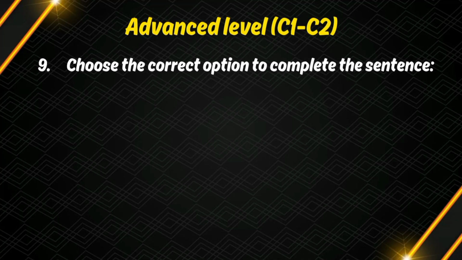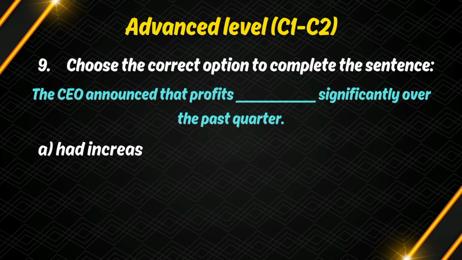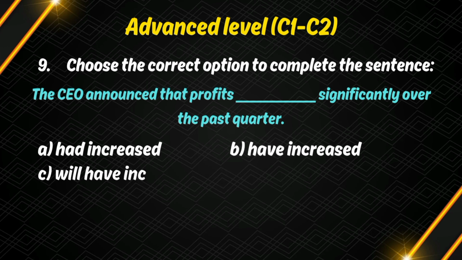9. Choose the correct option to complete the sentence. The CEO announced that profits, significantly over the past quarter. A. Had increased. B. Have increased. C. Will have increased. D. Were increasing.